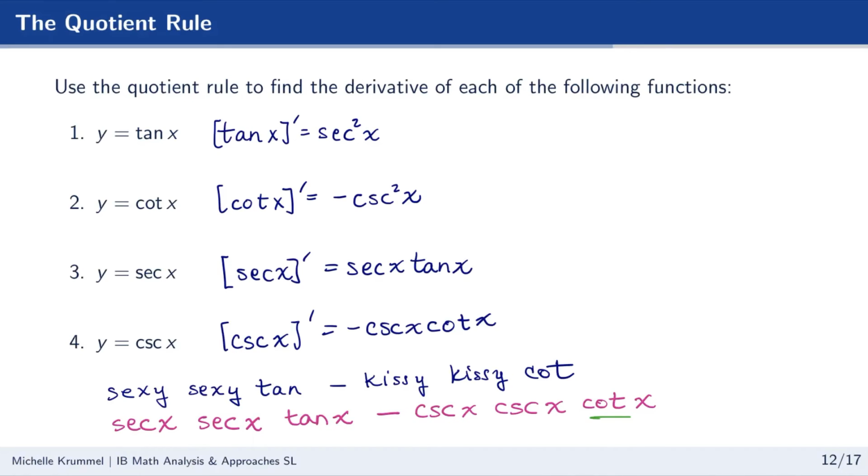If we go backwards, going in this direction, the derivative of cotangent is right here, negative cosecant squared x. And the derivative of tangent, right here, is secant squared x. Okay, so that might help you remember these trig derivative rules.